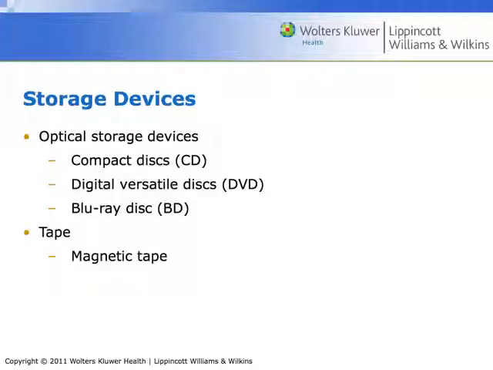Two more slides. So there's a bunch of different ways we can store this stuff. We have CDs, DVDs, Blu-ray discs. I haven't seen Blu-rays being used very much in medicine because, again, we're kind of stuck in the 90s when it comes to this technology. And I still have seen a lot of magnetic tape. There's a lot of CT scanners out there that use magnetic tape, right?